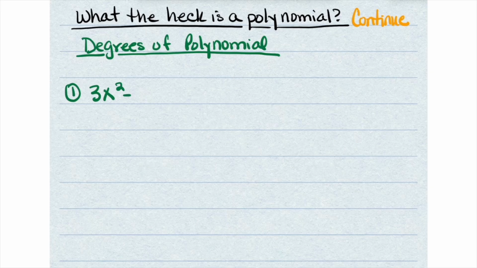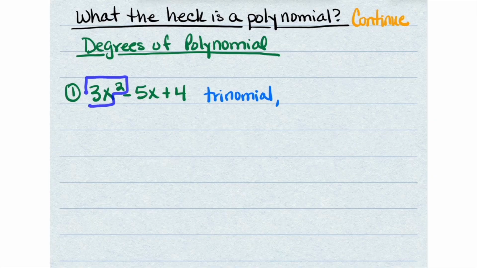3x squared minus 5x plus 4. What type of polynomial is this? Well, you're going to say this is a trinomial because it has three terms, right? And then what is the degree? It's going to be the largest term, right? This is the largest term. And what's the degree on that term? It's a 2. Okay, so you would say this has a degree of 2. See how that works? Okay, what about this one?